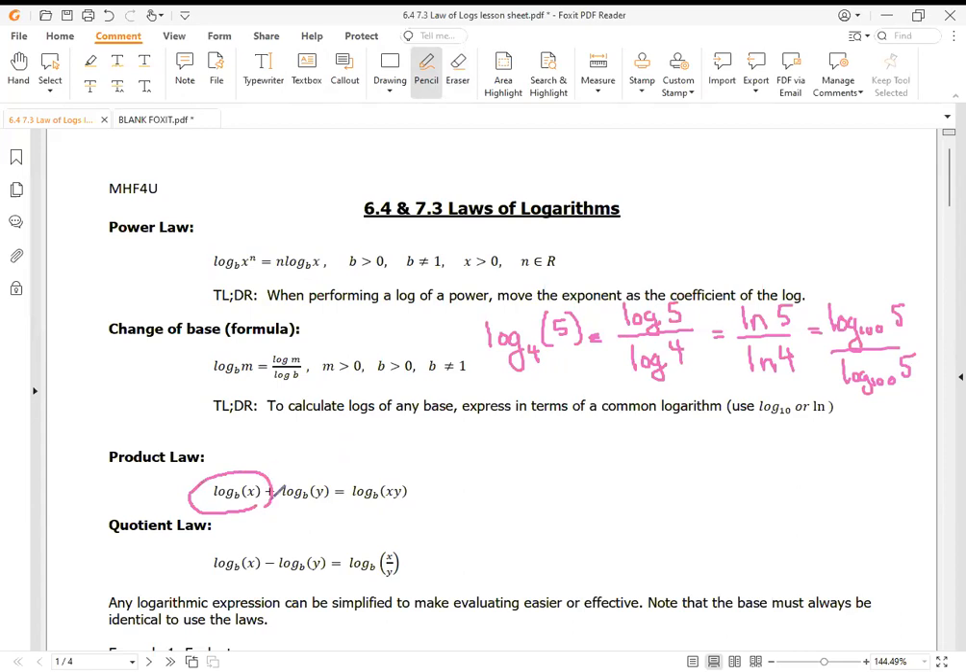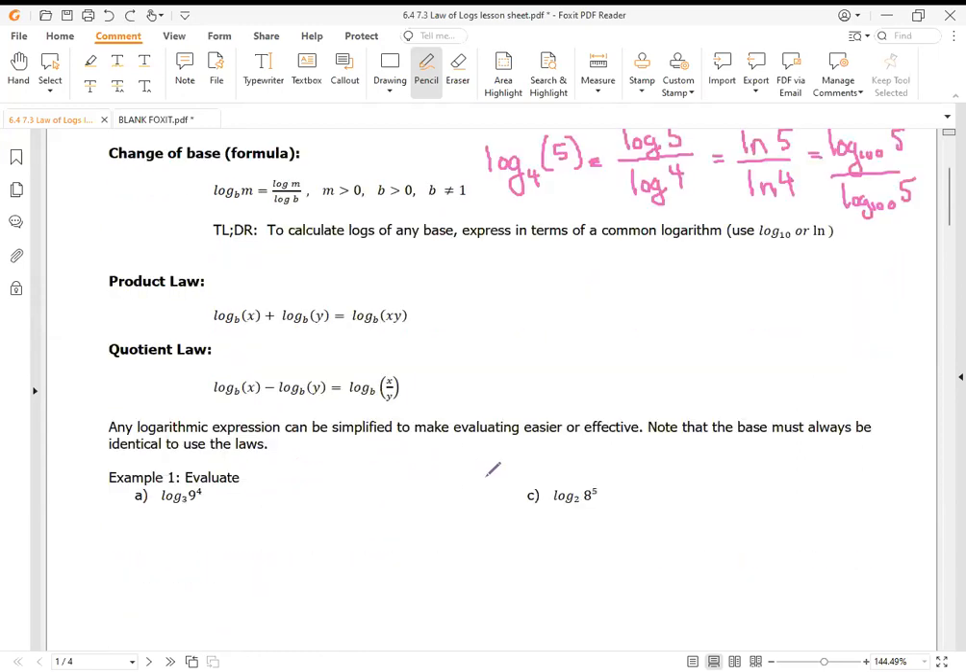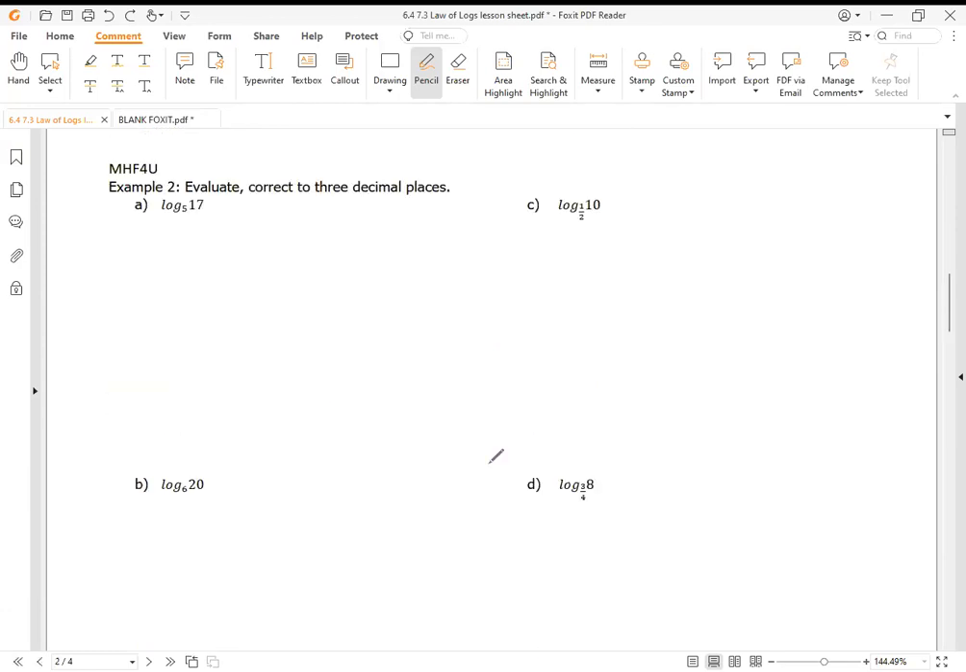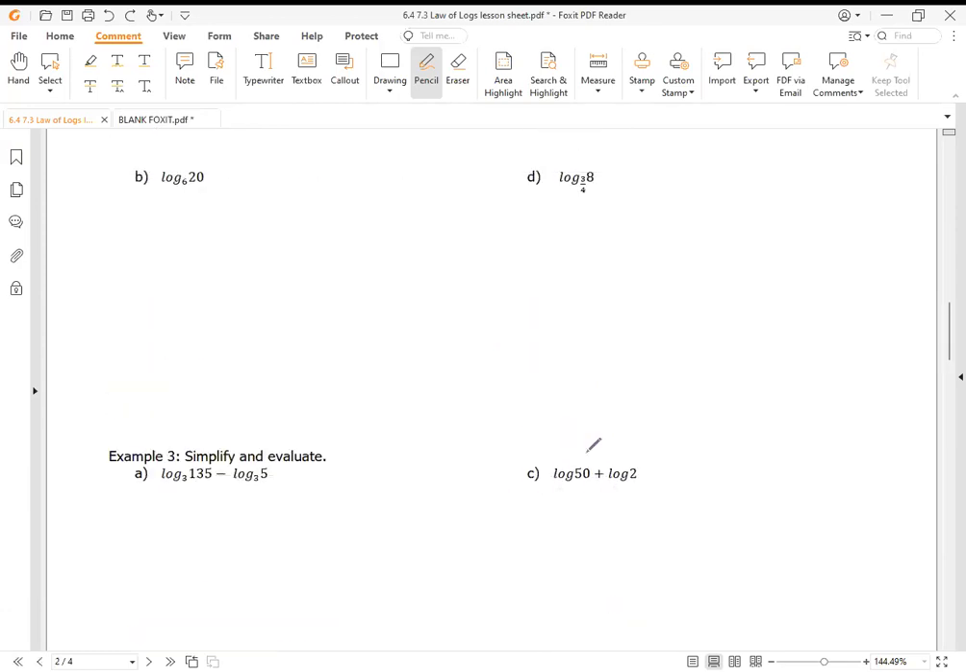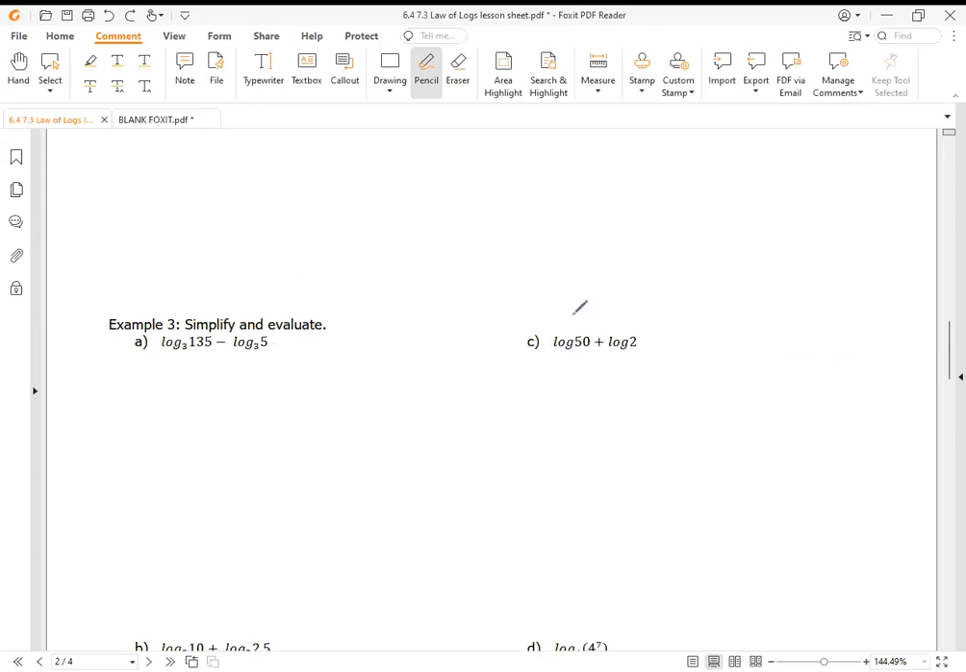Number three, another super useful one. If you have a log of something added to the log of something, and they happen to have the same base, you can actually rewrite it as a log of its products. Very, very useful. So for example, if we have a question like, okay, right here, let's just do it. Log of 50, so this is like on the back page or side page, I think. Yeah, example 3, letter C, right?